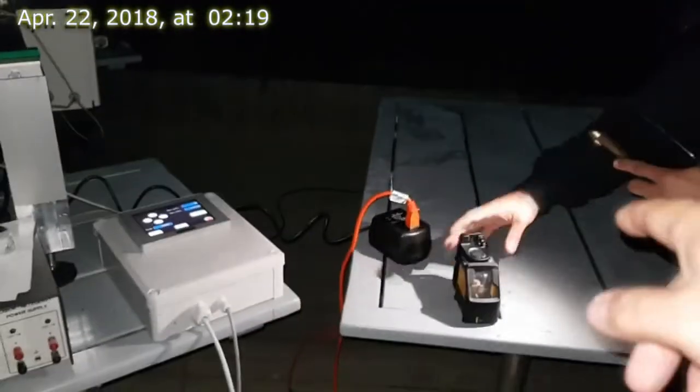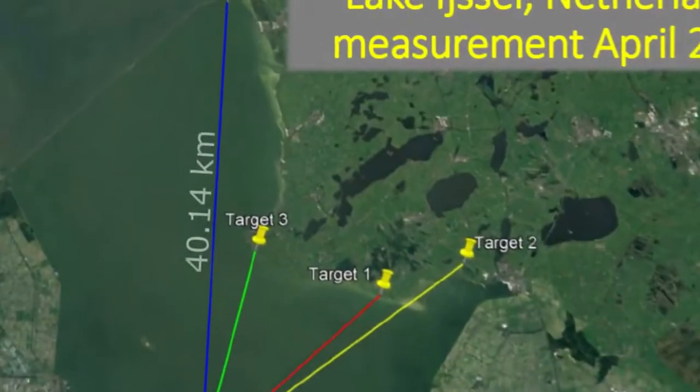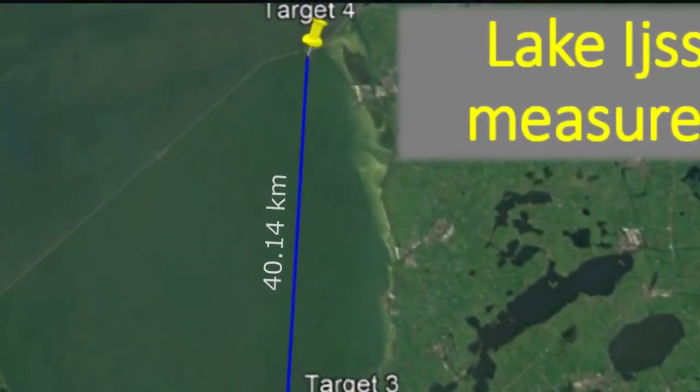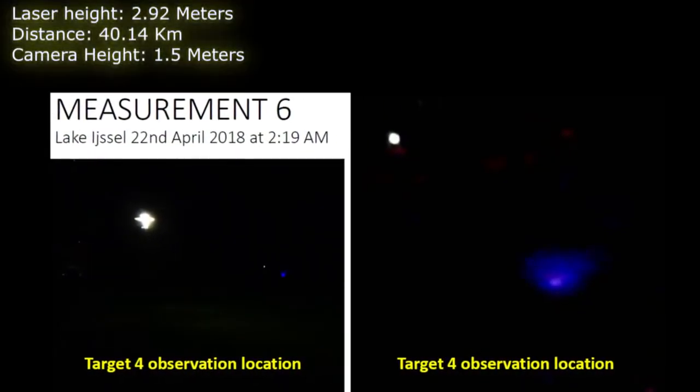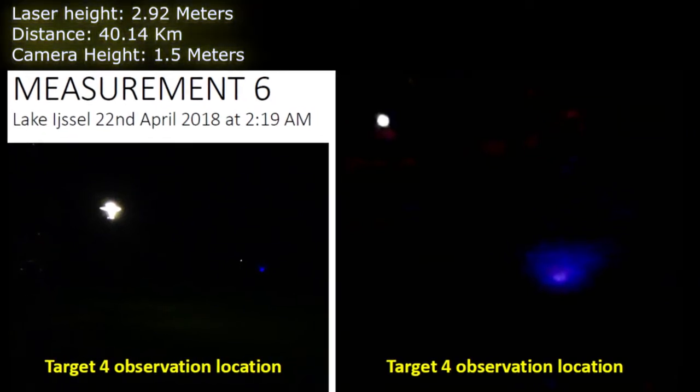Measurement 6, Lake ISIL, target 4. On April 22, 2018, at 2:19 a.m., the blue laser was on the salad at a height of 2.92 meters, or 9.58 feet, above the lake surface. It was seen from the target 4 position, 40.14 kilometers, or 24.94 miles away, at a height of 1.5 meters, or 4.92 feet, above the lake surface.